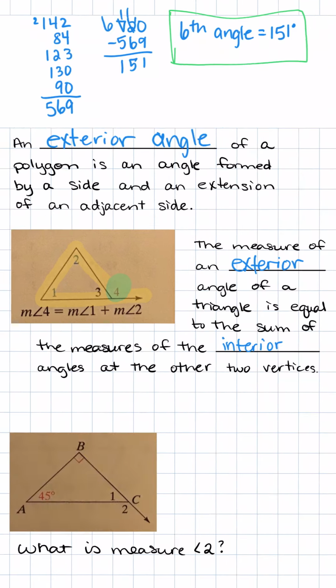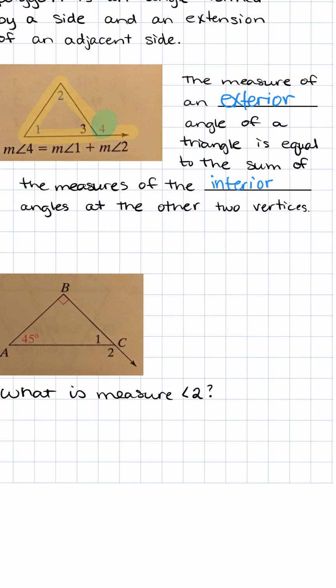Let's move this up. Of their interior angles at the other 2 vertices. So this line equals 180. Well, the sum of all 3 of these also equals 180. So if we take out angle 3, angle 1 and angle 2 equal the same number as angle 4.